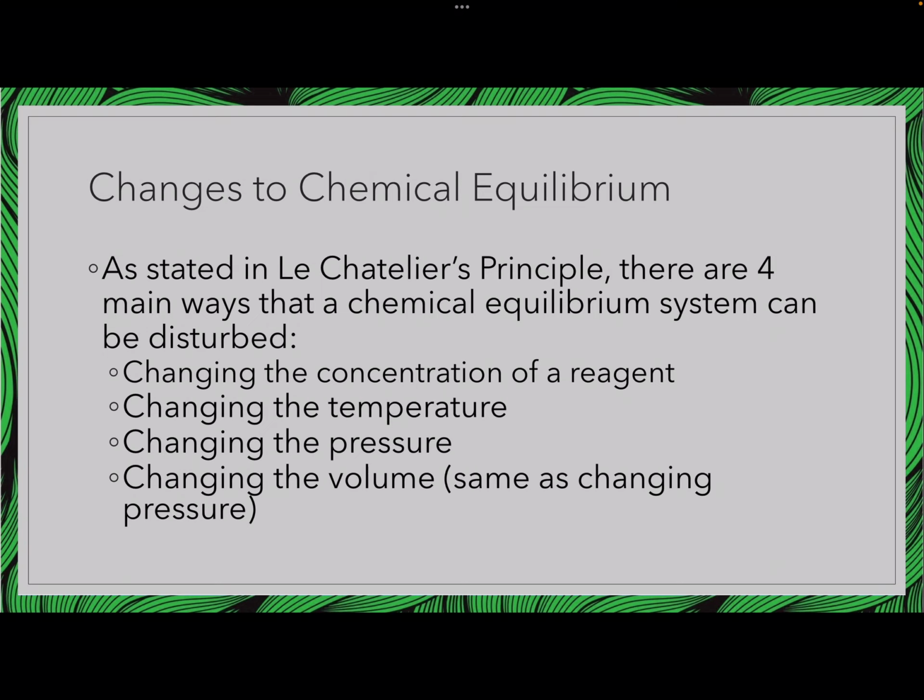So as stated in Le Chatelier's principle, there are four main ways that a chemical equilibrium system can be disturbed. We can change the concentration of a single reagent, so we can add something, we can subtract something. We can change the temperature of the system, because remember, it's a closed system, so energy can go in or out. We can change the pressure, so basically reducing the volume increases the pressure of gaseous equilibrium systems. And we can change the volume, so it's akin to changing pressure. Just remember that as we decrease volume, we increase pressure and vice versa. So those last two are going to be covered in the same point.